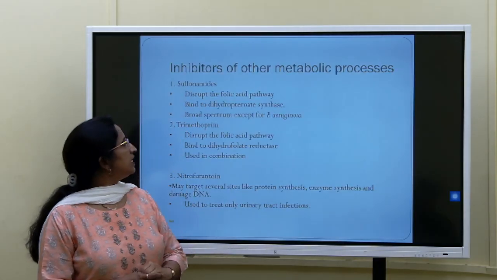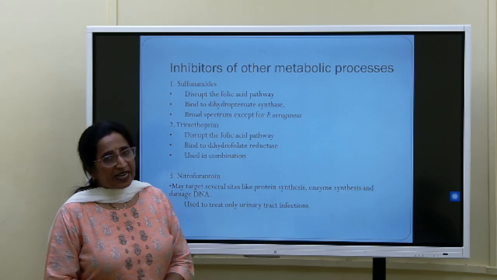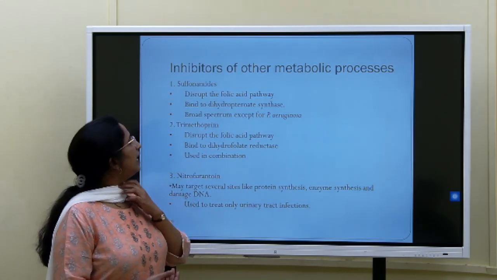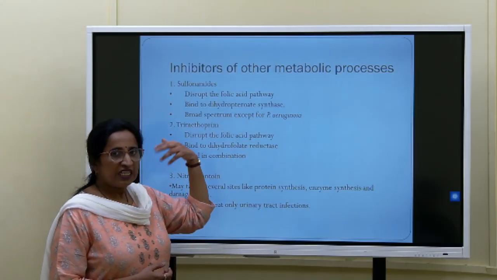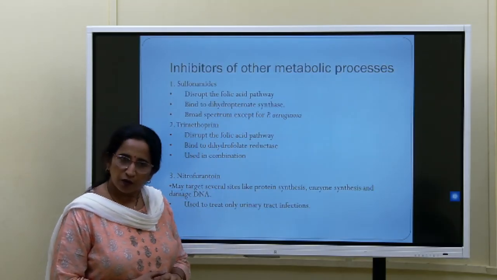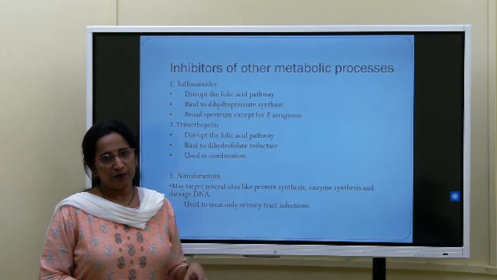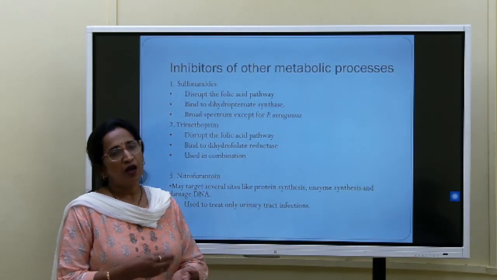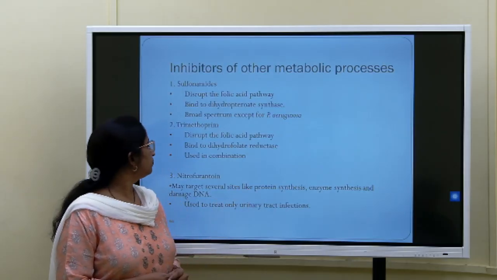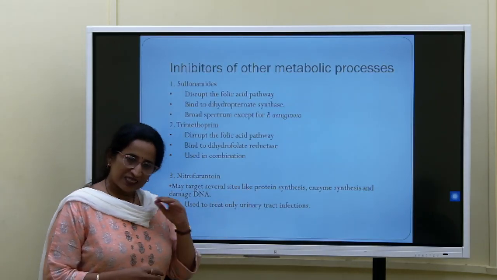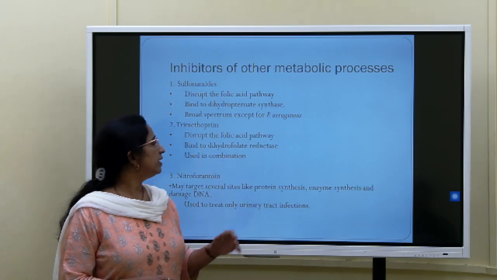First are the sulfonamides. Now sulfonamides disrupt the folic acid pathway by binding to an important enzyme called dihydropteroate synthase. Because of the inhibition of this enzyme, folic acid is not formed and therefore the bacteria will die. This is again effective against most bacteria, that is, it is broad spectrum. However, it is not effective against a very important pathogen, that is Pseudomonas aeruginosa. Trimethoprim also acts on the same pathway. However, it binds to another enzyme, that is dihydrofolate reductase.